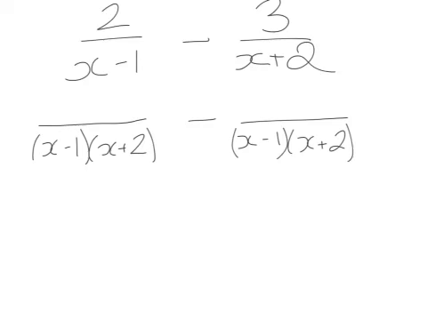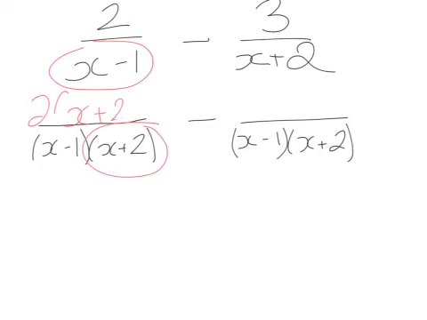Okay, so this bit is going to be a wee bit trickier. What did I multiply x minus 1 by? Well, I multiplied it by x plus 2. So I've got to do the same to the top. 2 sets of x plus 2.